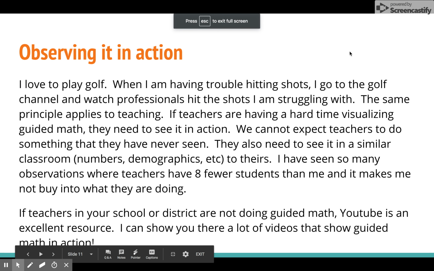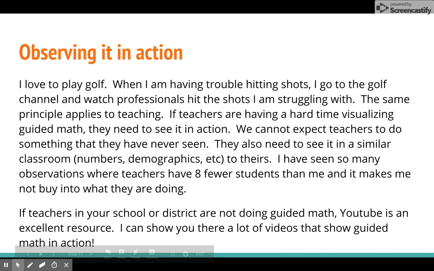Another way to put this into action in your own room is by observing it. I love to play golf. If I'm having trouble hitting golf shots, I can go to the Golf Channel and watch professionals hit those same shots and learn from them. This same principle applies to teaching.